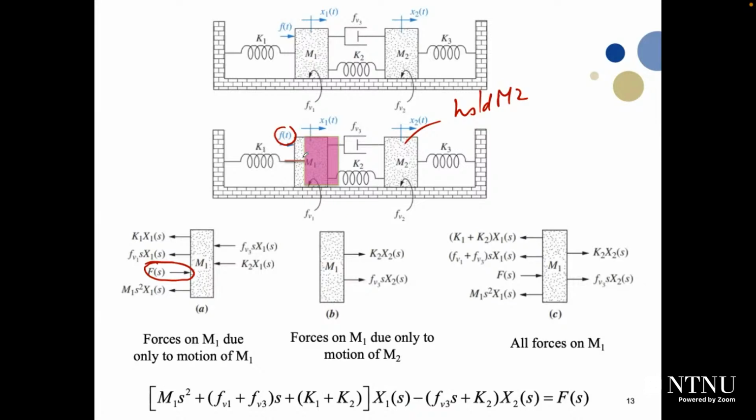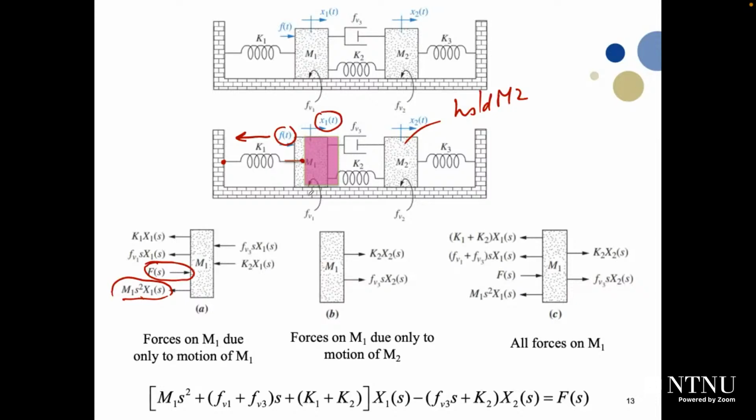It will generate a force in the opposite direction because it doesn't like to move, since it is connected to the wall, and it will try to resist this movement to the right side. K1 will generate a force proportional to the distance, which is x1 of s. So it will generate a force K1 multiplied by x1 of s. What else will happen? Yes, we have also M1 itself. It has a weight, and it will generate a force which will try to resist this movement. This force will be M1 s squared x1 of s, because this force is proportional to the acceleration.